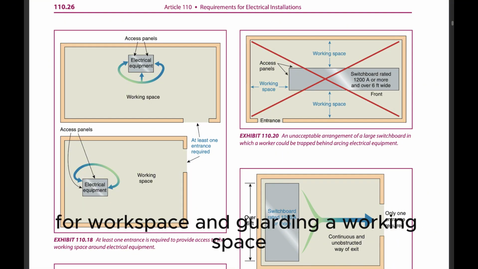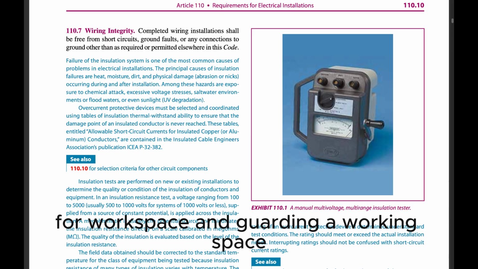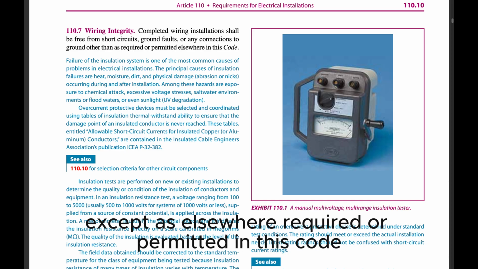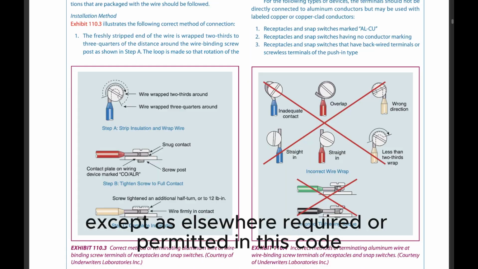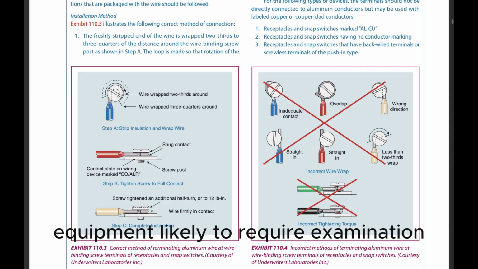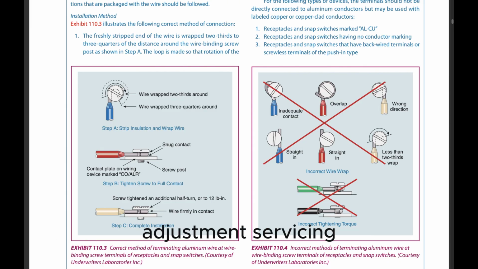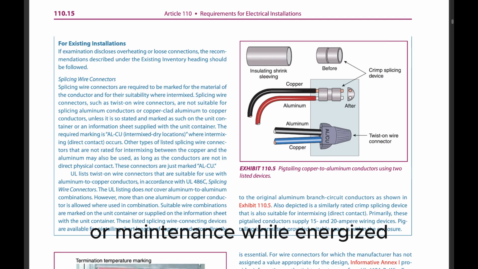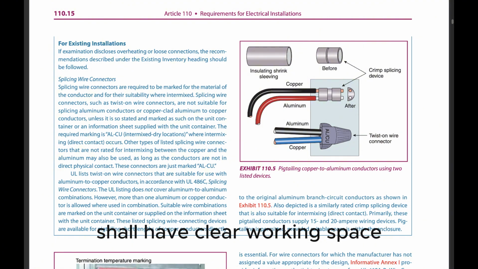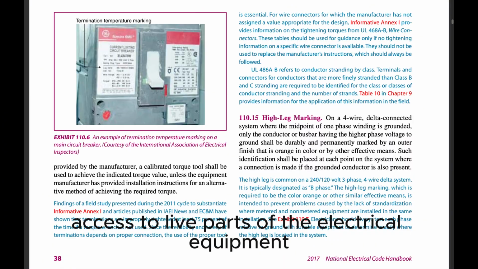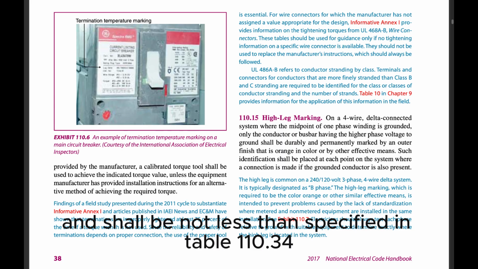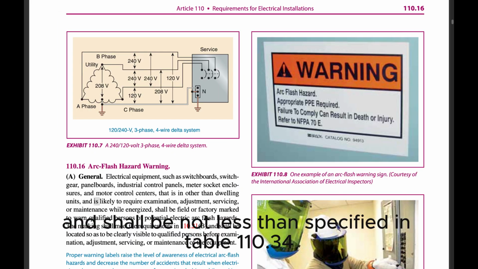110.33 Workspace and guarding. A. Working space. Except as elsewhere required or permitted in this code, equipment likely to require examination, adjustment, servicing, or maintenance while energized shall have clear working space in the direction of access to live parts of the electrical equipment and shall be not less than specified in Table 110.34.